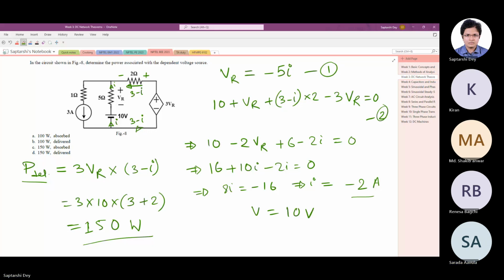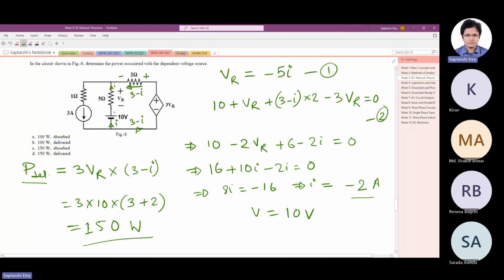Okay, I is negative, so it is absorbed. Yes, I understood, sir. I took I as going up, but it is actually going down. Yes, sir, 2 ampere current is flowing.